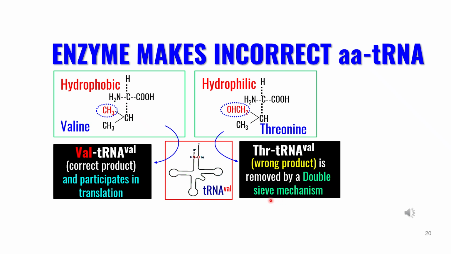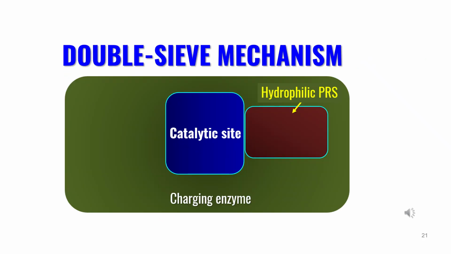So what is the double sieve mechanism? I will discuss in the next slide. So what is double sieve mechanism? Double sieve means there are two sites in the enzyme, which is shown here by the rectangle with the green background. There are two sites in the enzyme, the catalytic site and the hydrophilic proofreading site.